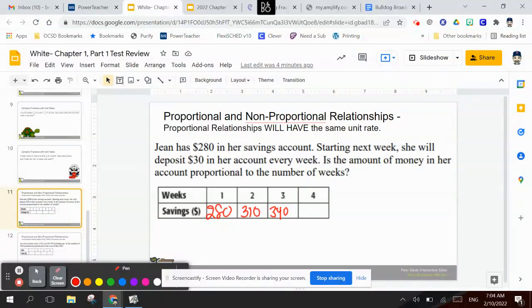Is this the same? Well, to find out, I like to cross multiply. So I take 280 times 2, which is 560, and 310 times 1 is 310. Are those two equal? No. Because they're not equal, this is non-proportional.